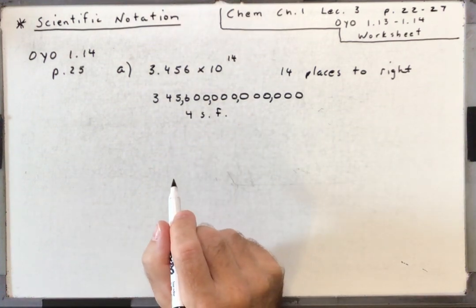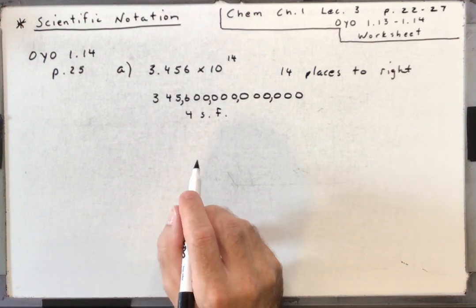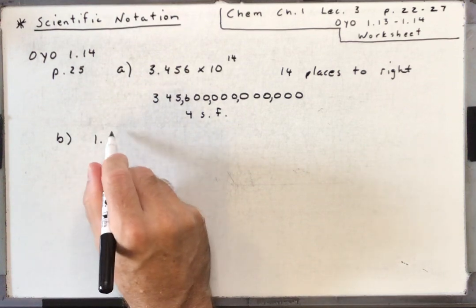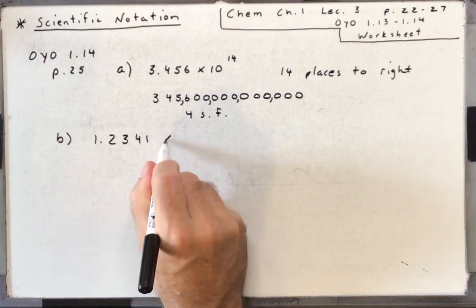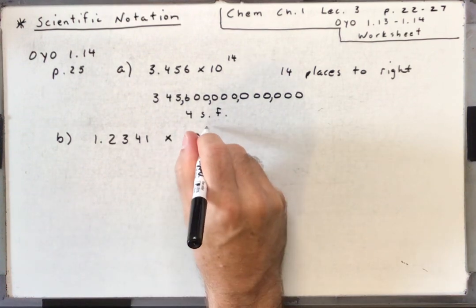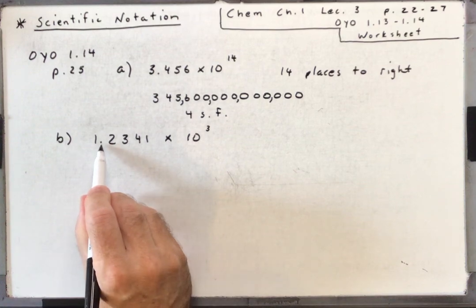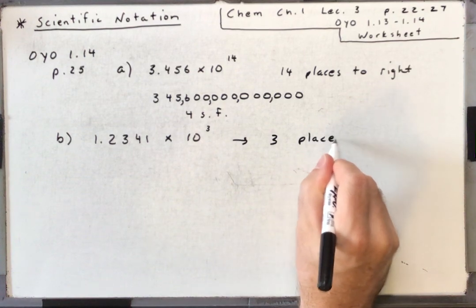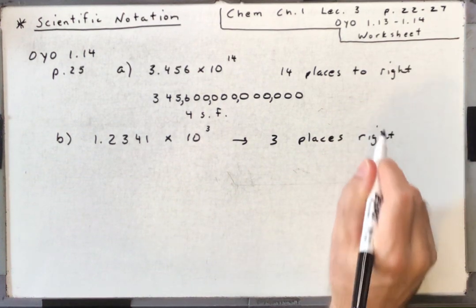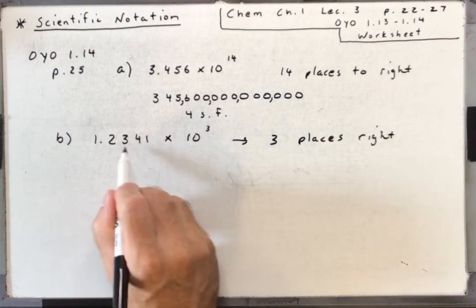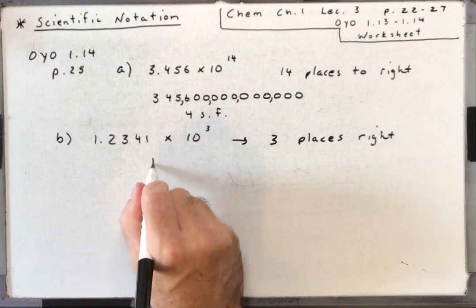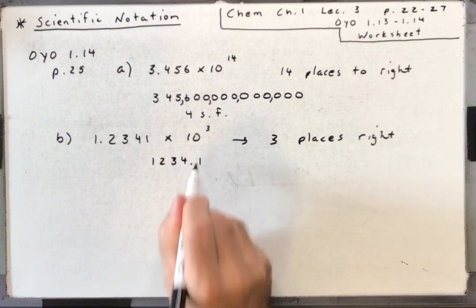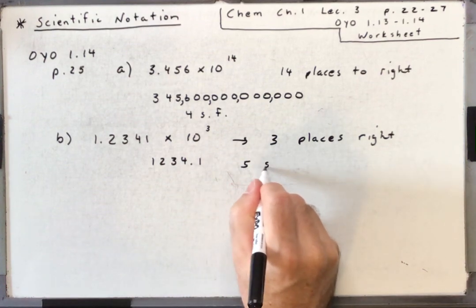All right. So let's do B. B is 1.2341 times 10 to the third. So this time we're going to take that decimal and move it 3 places to the right. So 3 places right. Because again, the exponent is positive, so that's a bigger number than 1. 3 places to the right, that's 1234.1. And that would be 5 significant figures.